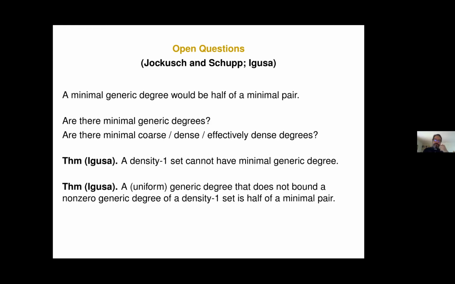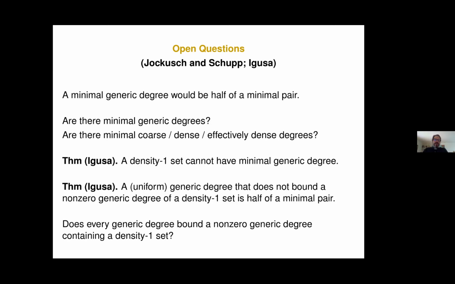But of course, the sets in the construction I gave for a minimal pair actually have density 1, right? So again, a very, very different kind of thing. And in fact, we don't know: does every generic degree bound a non-zero generic degree containing a density 1 set? Igusa showed that either direction of answering that would be interesting. So if the answer is no, then by the theorem just above, that means that you have a different way of constructing a minimal pair. If the answer is yes, then it turns out that means there are no minimal generic degrees, because a density 1 set can't have minimal generic degree. This was proved by Igusa. So that would answer that question.